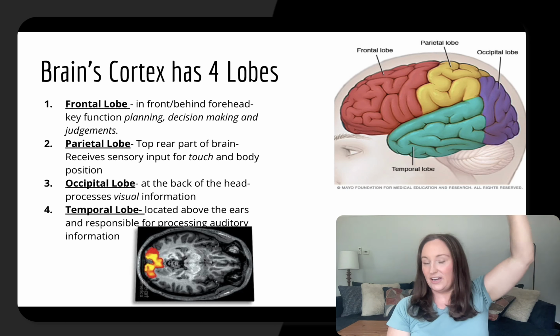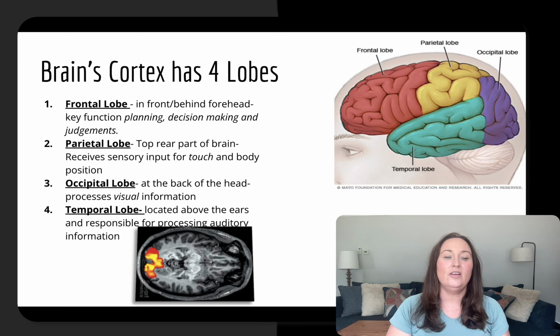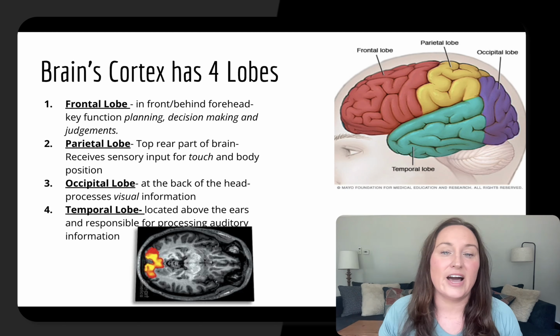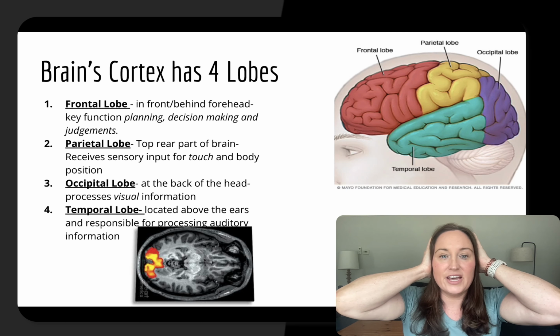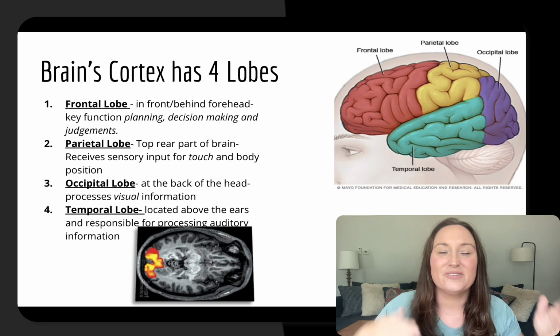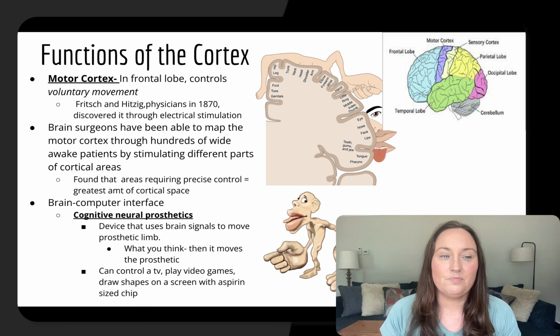Occipital: you hit yourself in the back of the head, you see stars. Occipital, vision. All visual information is processed there. And the last one, temporal, I want you to think headphones, or you go like this, right? It sounds different. So temporal is for auditory information.